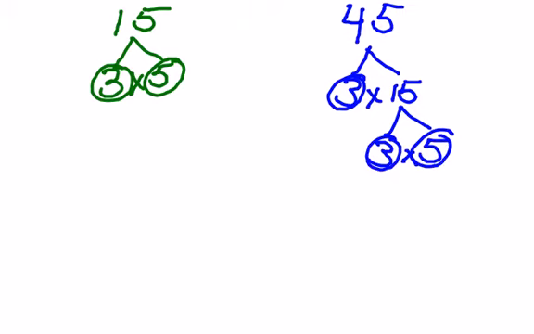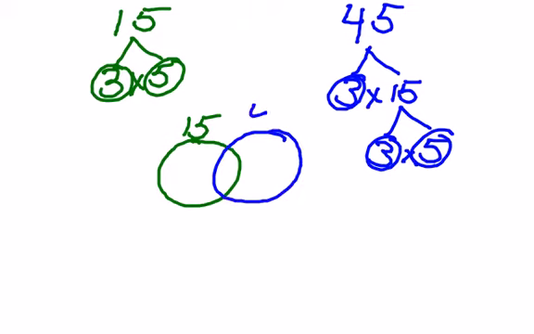Okay, so now if I draw my Venn diagram, with 15 here, and 45 here, if I look at the numbers that they have in common, well, they both have a 3. So I can put a 3 in here. And they both have a 5. So I can put a 5 in here. Which leaves 15 with nothing else. So I don't have to put anything else in here. 45, though, has a 3 left over. So I can put that in here.